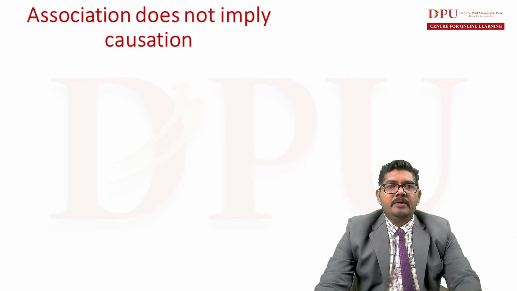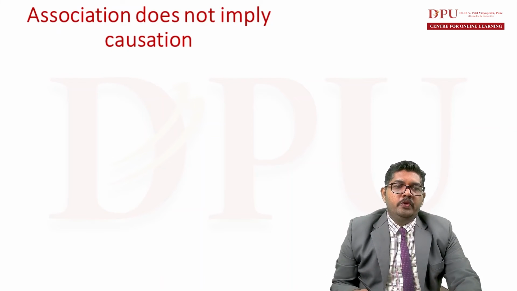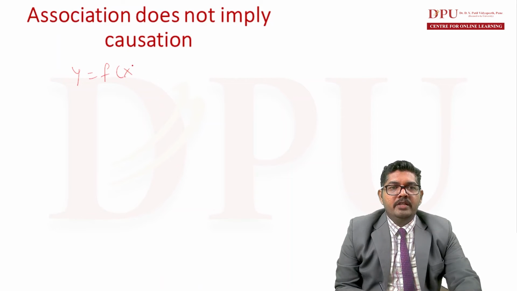Association does not imply causation. So we do not study the cause and effect relationship between the variables under study. Suppose y is a function of x, we can judge only the degree of relationship, whether it is strong or weak, or whether it is positive or negative, from Karl Pearson's correlation coefficient. We cannot find out the cause and effect relationship. For example, we cannot find out the value of y given the value of x, and that is one of the important limitations of the correlation coefficient.